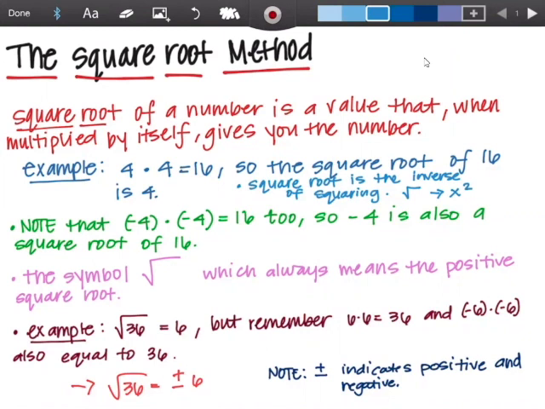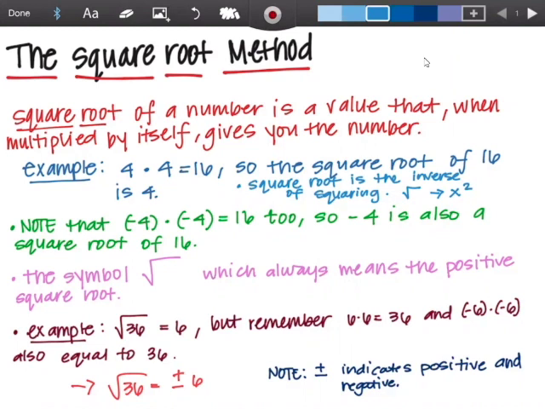Now, if you look below in pink, it says the symbol, which is the radical symbol, which always means the positive square root. All right, so example, the square root of 36 does equal to 6. But remember, 6 times 6 equals 36, and -6 times -6 is also equal to 36. Therefore, the square root of 36 is a positive and negative 6.